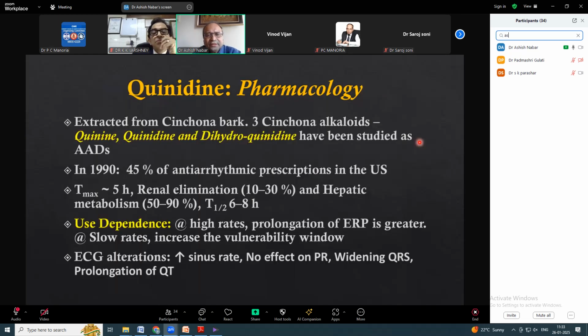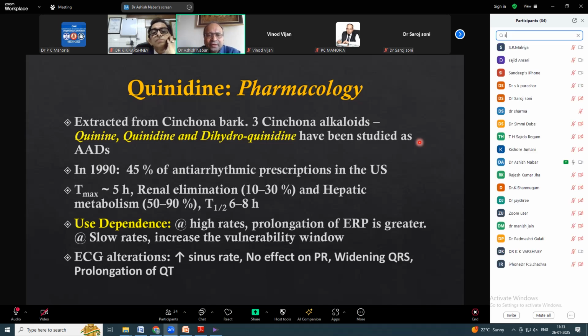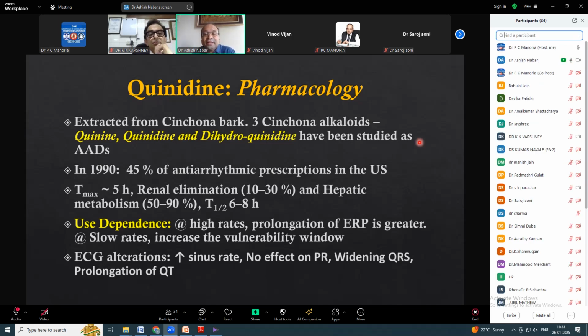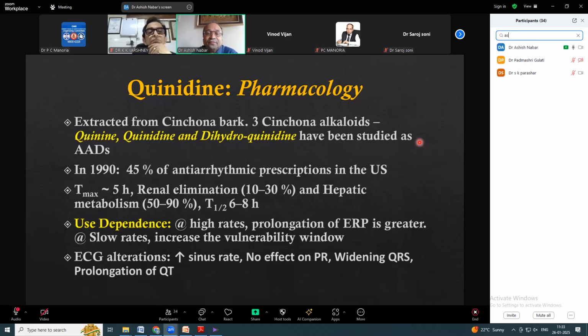So what is quinidine? It is extracted from the cinchona bark, and of the 6 alkaloids from the cinchona, 3 have been studied: quinine, quinidine, and dihydroquinidine, all of which can be used as antiarrhythmic drugs. And before 1990, as I said, we didn't have too many antiarrhythmic drugs at that time, and therefore 45% of the US antiarrhythmic prescriptions were using quinidine. So that was the favoritism related to quinidine, to the extent that it is now available in only 15% of the countries worldwide.